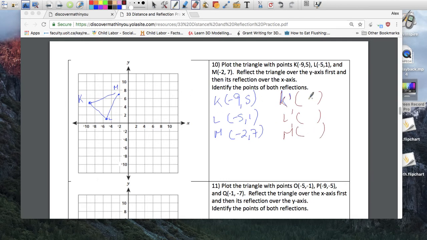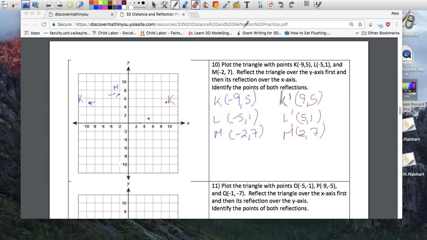So K, negative 9 and 5, is also going to be 9 and 5 now. It's going to be 9 over and 5 up. So same distance away from the y-axis. L is going to be 5 and 1, about here. Same distance away, so it's 5 units on the other side. And M is going to be 2 and 7, so 2 over and 7 up. No, negative 2. I did M wrong. M is negative 2 and 7, so around here.